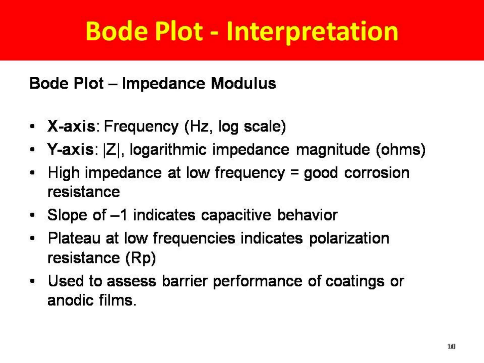So in the Bode plot, the x-axis is frequency and the y-axis is impedance magnitude. High impedance at low frequency equals good corrosion resistance. So if the impedance value is high at low frequency, then there is good corrosion resistance. A slope of -1 indicates capacitive behavior. The plateau at low frequency indicates polarization resistance, used to assess barrier performance of coating or anodic films.